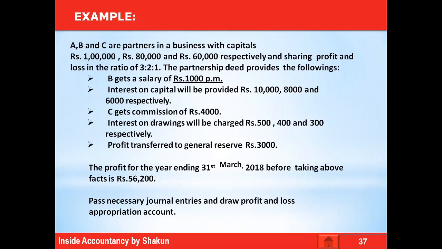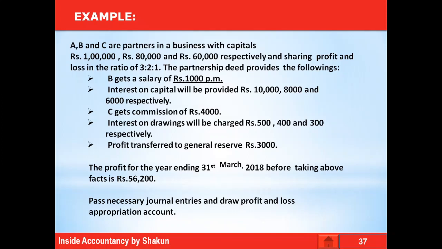Interest on capital will be provided rupees 10,000, 8,000 and 6,000 respectively. It has already been calculated. C gets commission of rupees 4,000. Interest on drawings will be charged at rupees 500, 400 and 300 respectively. And the profit transferred to general reserve is 3,000. The profit for the year ended 31st March 2018 before taking the above facts is rupees 56,200. Pass necessary journal entries and draw profit and loss appropriation account.